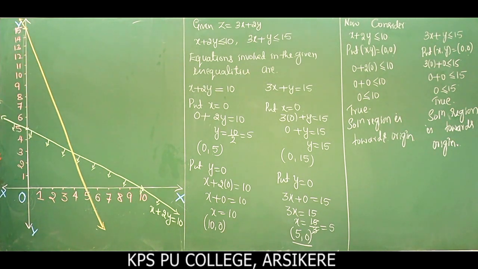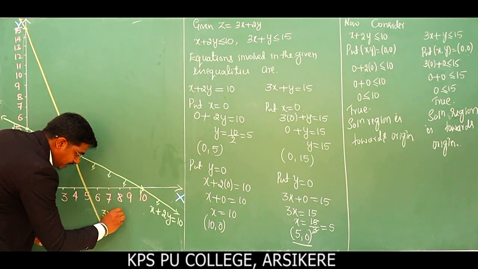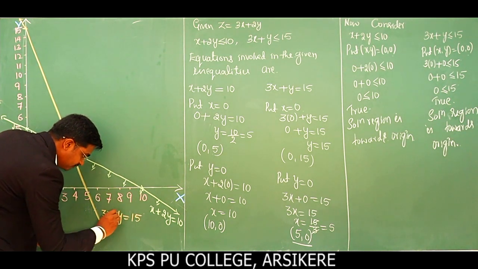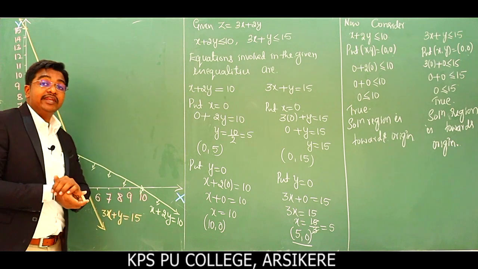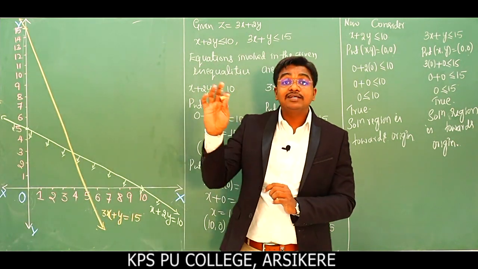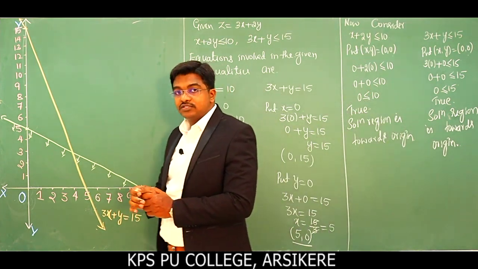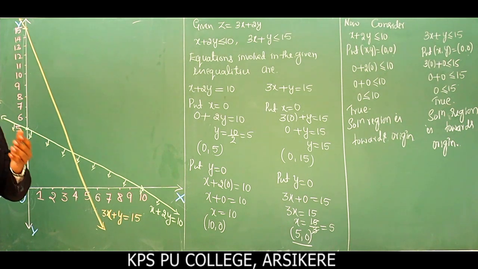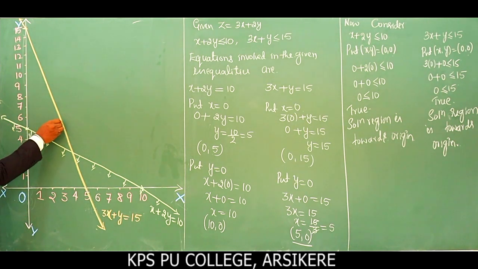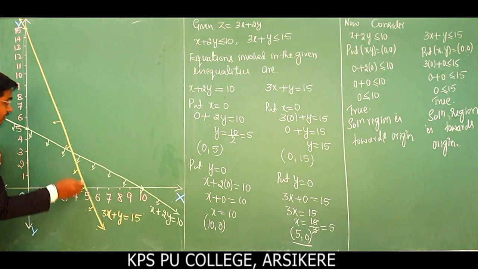And the corresponding equation we have is 3x plus y is equal to 15. For the corresponding inequality, 3x plus y less than or equal to 15. Obviously when I substitute x is equal to 0 and y is equal to 0, what do we obtain here? The solution region is towards the origin. So the solution is towards the origin; draw the arrow marks.